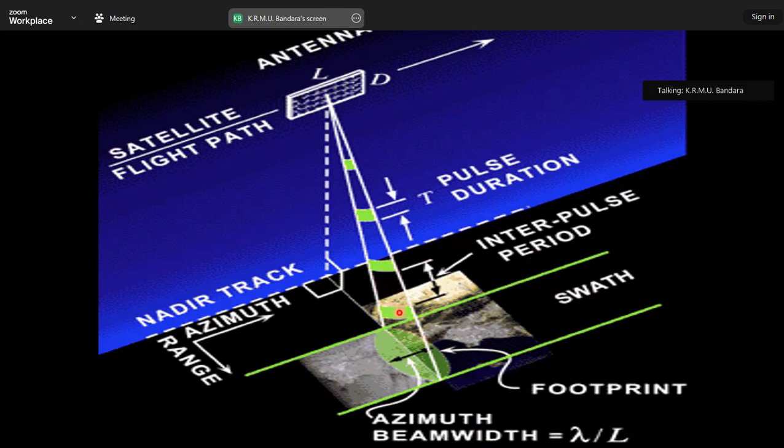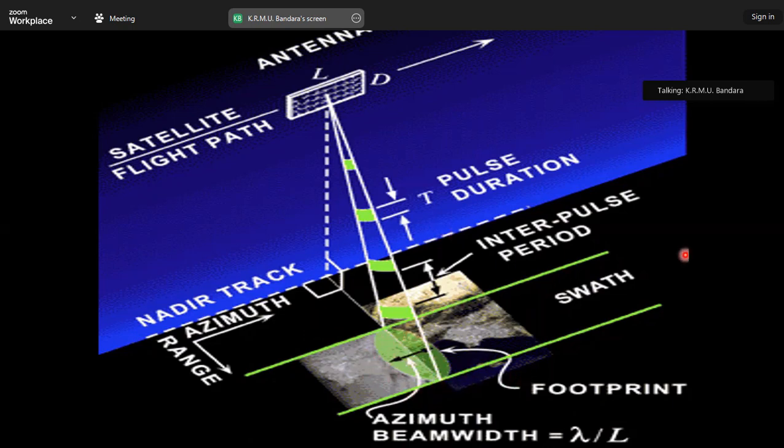In between these two there is a special thing: the interpulse duration, the interpulse period. This is the pulse duration. This is the front of the pulse, and this is the back or rear of the pulse. Tau, the Greek letter, is used for the pulse duration. This is the interpulse duration. All pulse durations are the same, and all interpulse durations are the same, but the interpulse duration and the pulse duration are not the same. That is the difference. This is called the footprint.